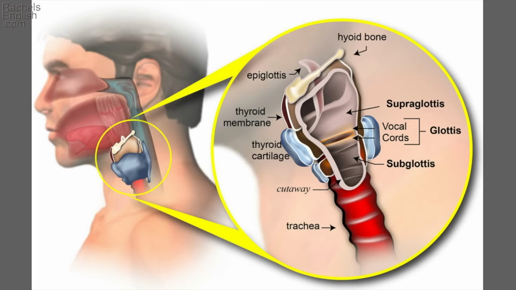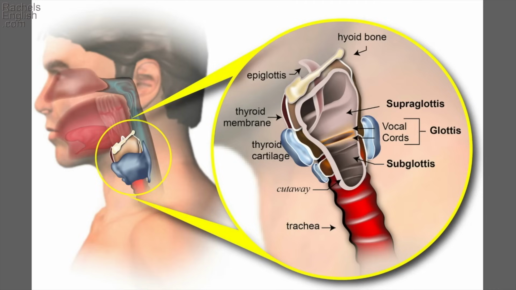Let's look at a scientific paper. I'm going to put the full name of the paper and the authors in the video description. To understand this paper, let's do a very quick anatomy lesson for the voice. This will help you picture what you need to change in your throat in order to sound more American.